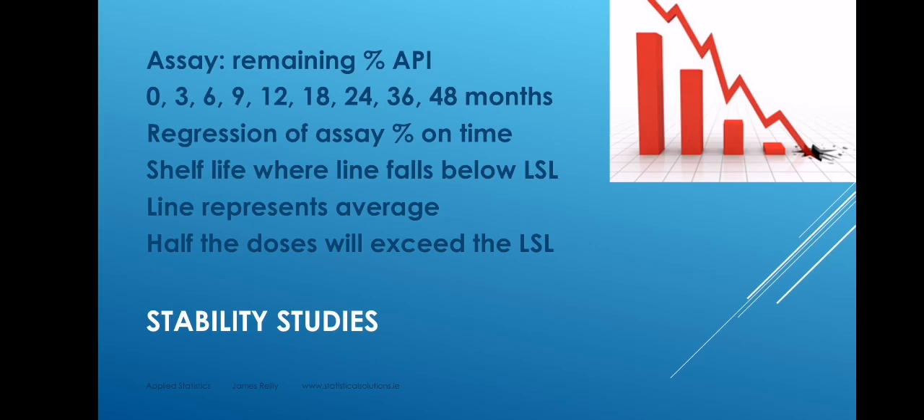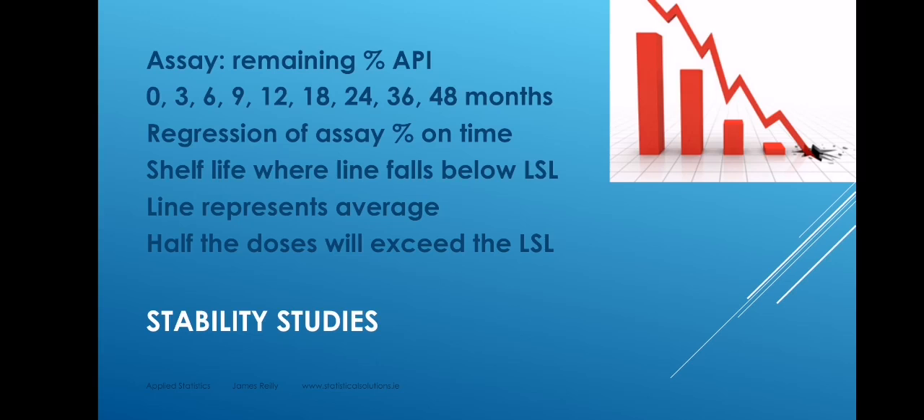We then carry out a regression of assay on time. So we are expecting a linear decrease over time in the percentage of active pharmaceutical ingredient as measured by the assay. Time goes on the x-axis and the assay percent goes on the y-axis, and we're expecting to see a line that decreases in height from left to right. When the regression line falls below the 90% threshold, this suggests a suitable shelf life so that we can set an expiry date.